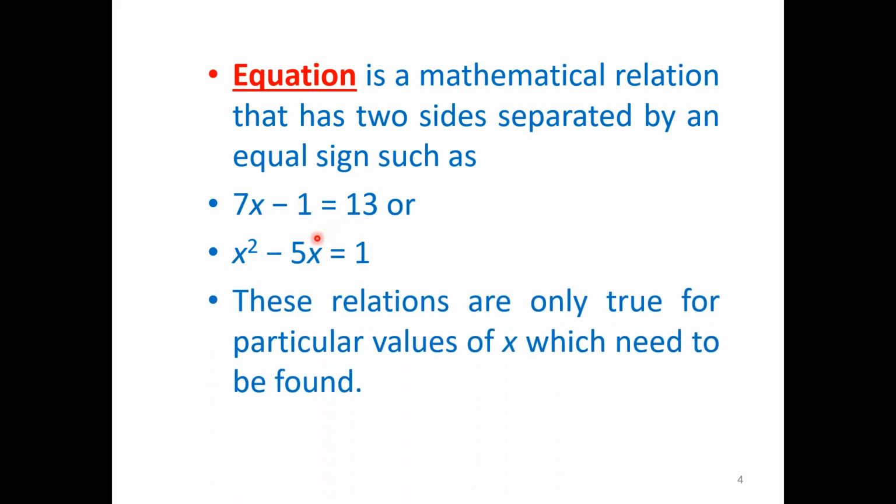So these relations are only true for particular values of x which need to be found. The left side of this equation is equivalent to the right side of the equation if and only if x satisfies a certain value. So this x is called the unknown, and we need to determine its value.